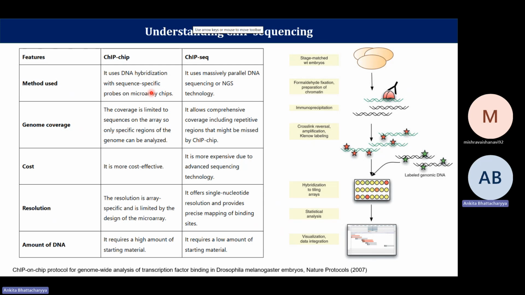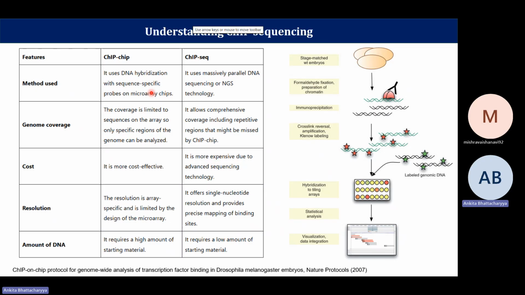Chip-on-chip is more cost effective, but ChIP-seq, because it is higher throughput, is more expensive. Resolution is very limited for chip-on-chip; it depends upon how broad a spectrum the probes on your microarray chip cover. However, for sequencing you can have single nucleotide resolution, which gives very precise mapping of binding sites on the genome. And finally, for ChIP-seq the amount of DNA required is very low, but chip-on-chip requires a very high amount.